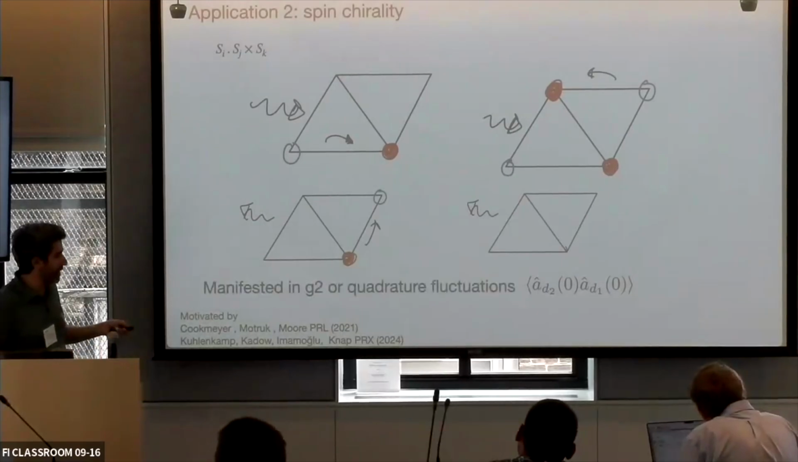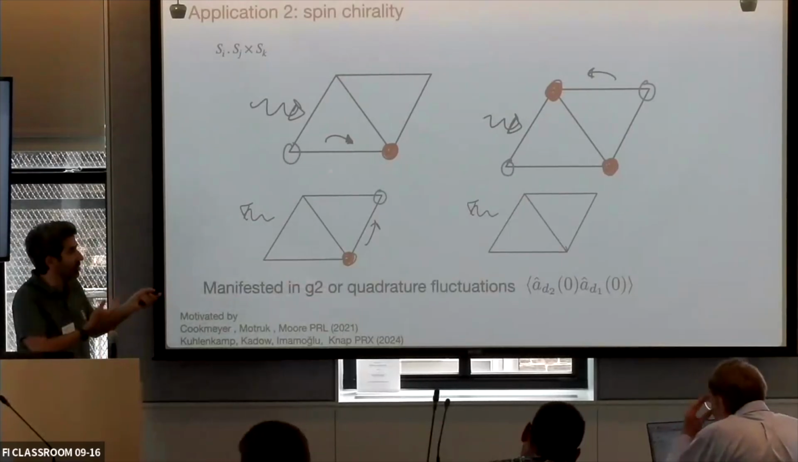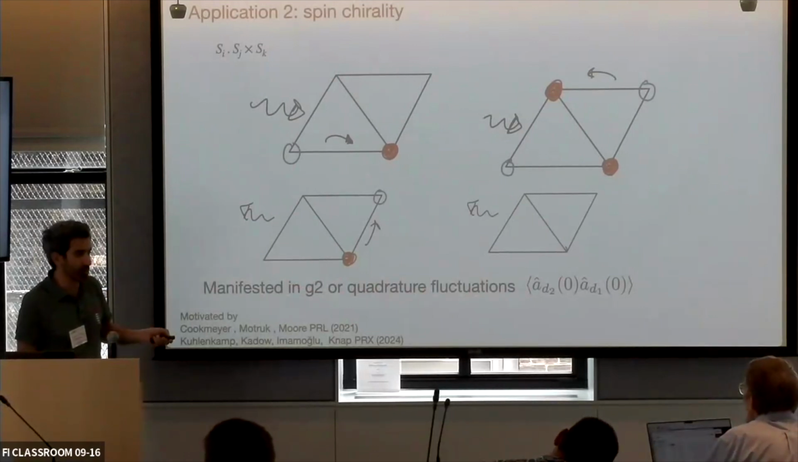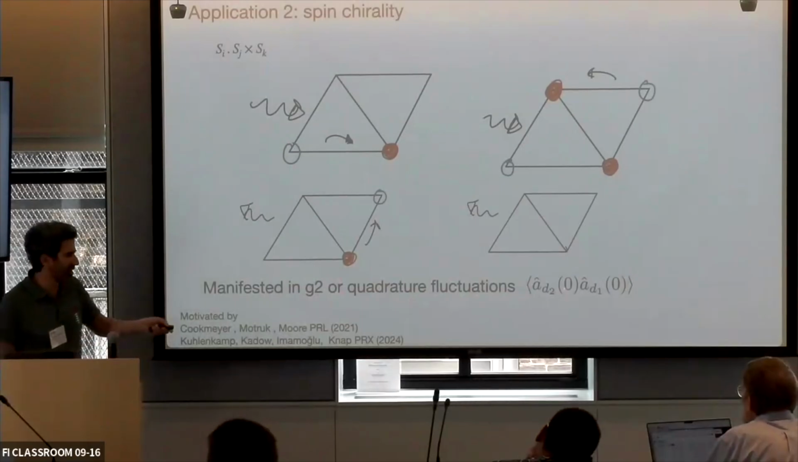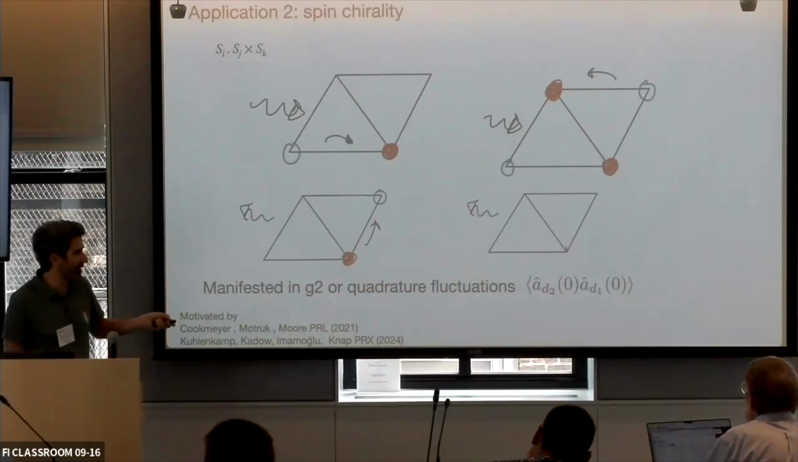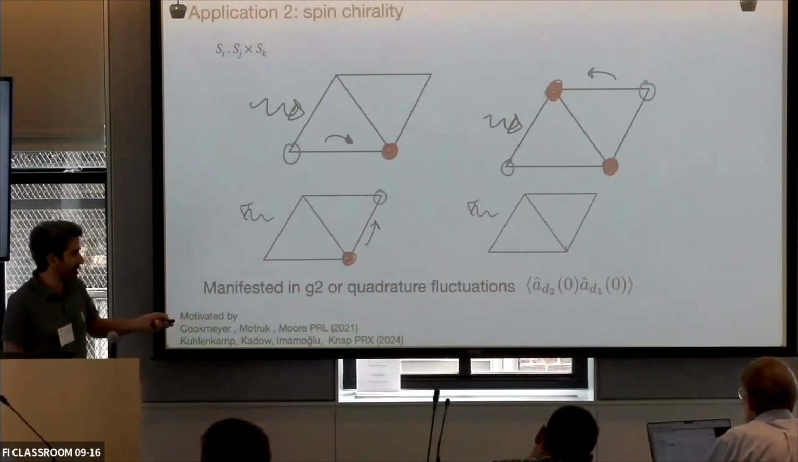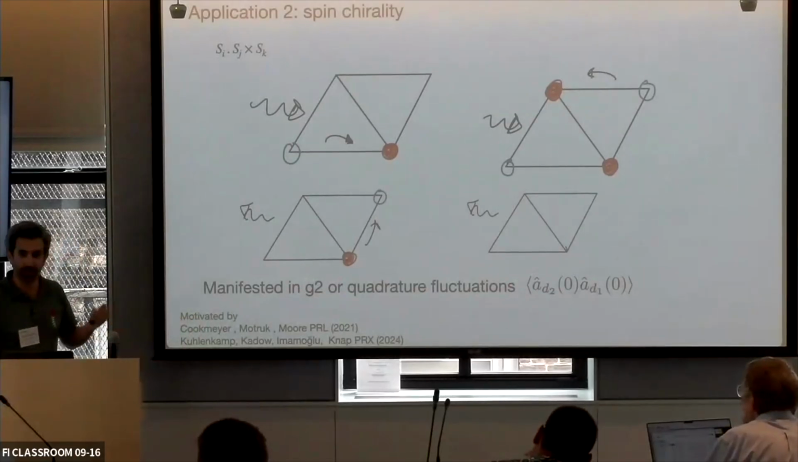So certainly it is measuring not just two independent links, but how these links are related through the ring exchange operator. This can be measured in this G2 correlator, or one can look at the quadrature fluctuations, that is the double homodyne that I mentioned, because these are morally related to each other, measuring the fluctuations of either.